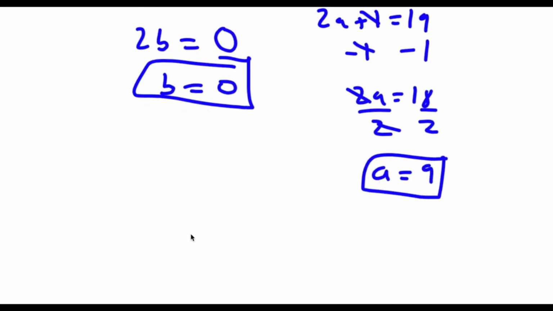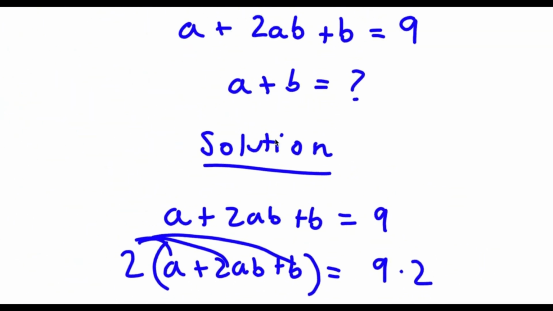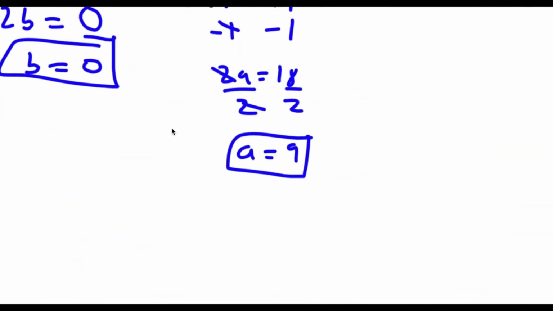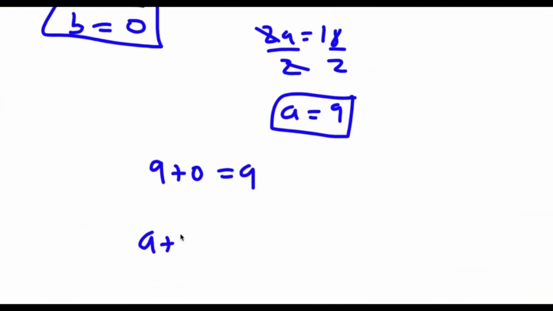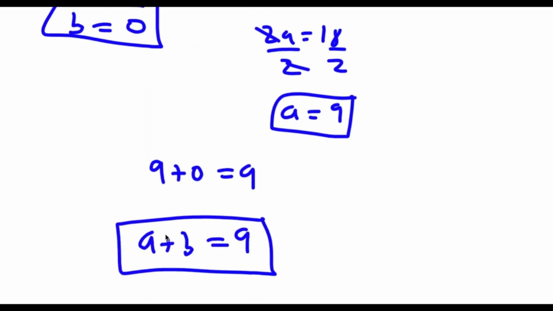So now we need to find the value of a plus b. Well, if we know that b is 0 and a is 9, well 9 plus 0, that's simply equal to 9, meaning a plus b is equal to 9. So this is my answer.